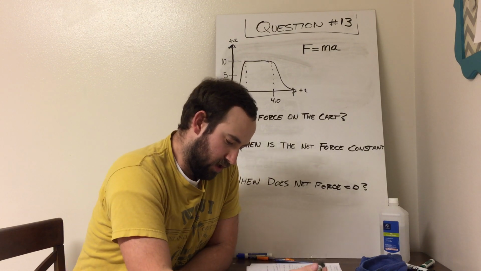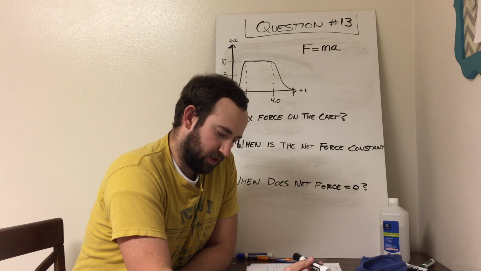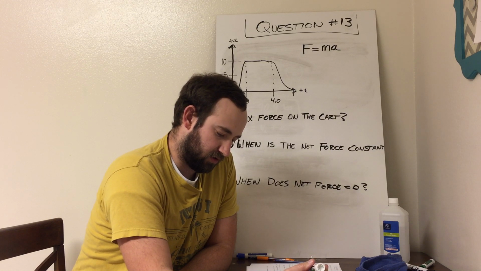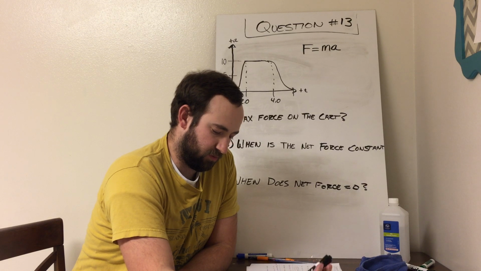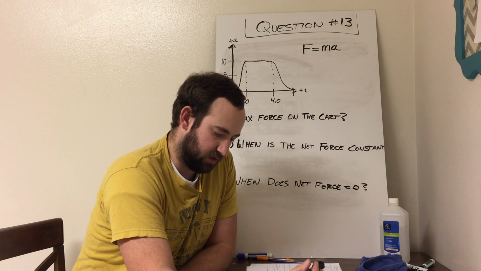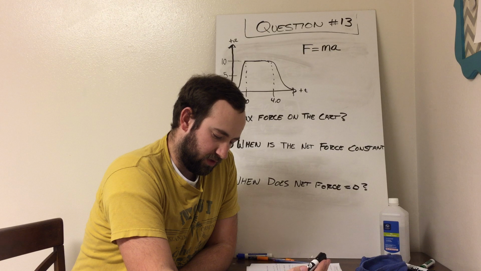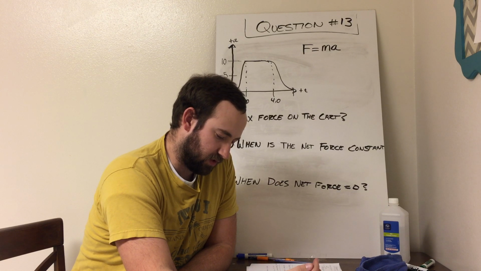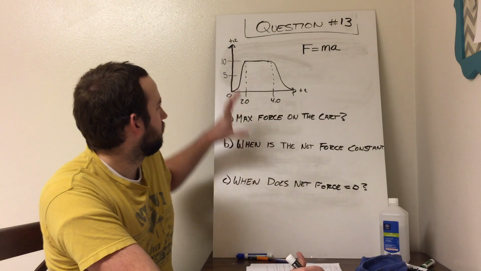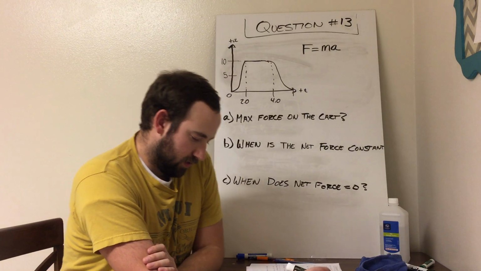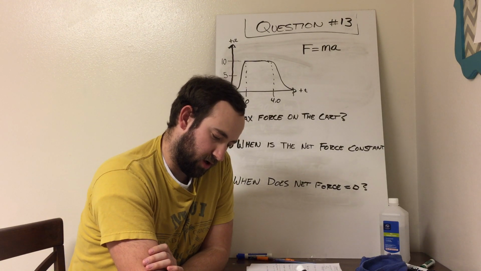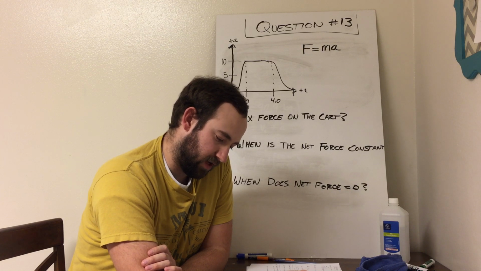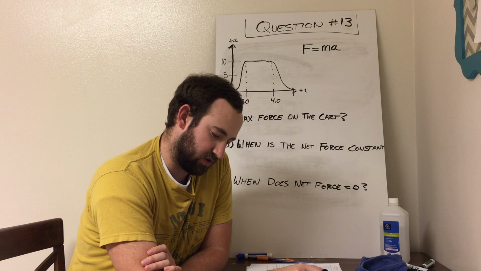It says, a 4.5 kilogram experimental cart undergoes an acceleration in a straight line, in parentheses the x-axis. The graph in figure 13 shows the acceleration as a function of time, which I drew up here. Part A says, find the maximum net force on this cart. When does this maximum force occur?